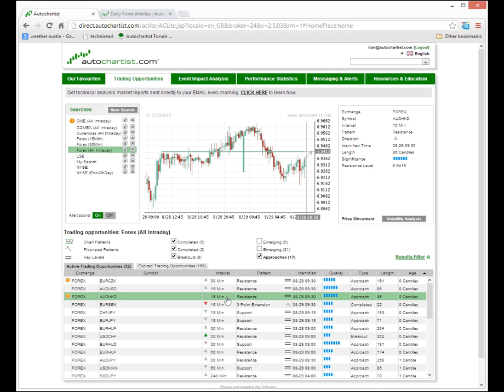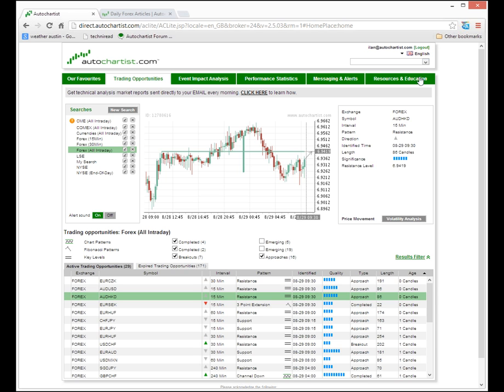The interval describes the candle size, right? So these are 15-minute candles in this opportunity we're looking at right now. This is a resistance pattern. It was identified at a certain time here that I've got here. So this time here is actually in Eastern Standard Time. That's what my Autochartist is set to.